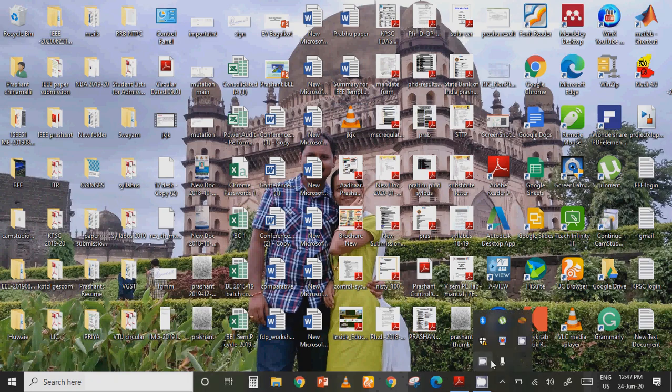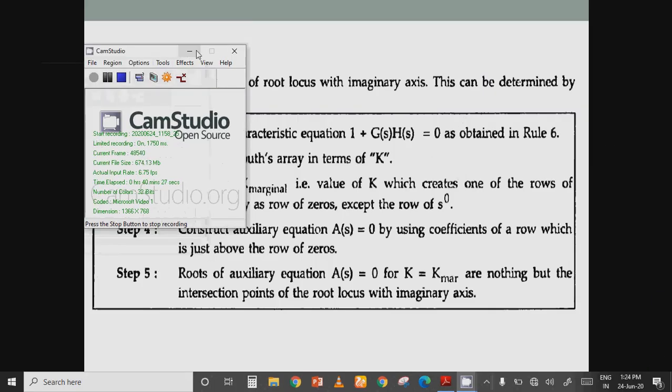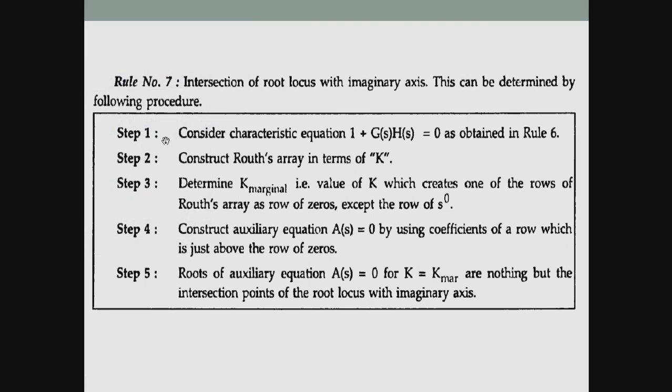It is rule number 7, the intersection of root locus with the imaginary axis. This can be determined by the following procedure. Step 1: consider the characteristic equation 1 plus G of s H of s equal to 0, as obtained in rule number 6. Construct its routh array in terms of k.